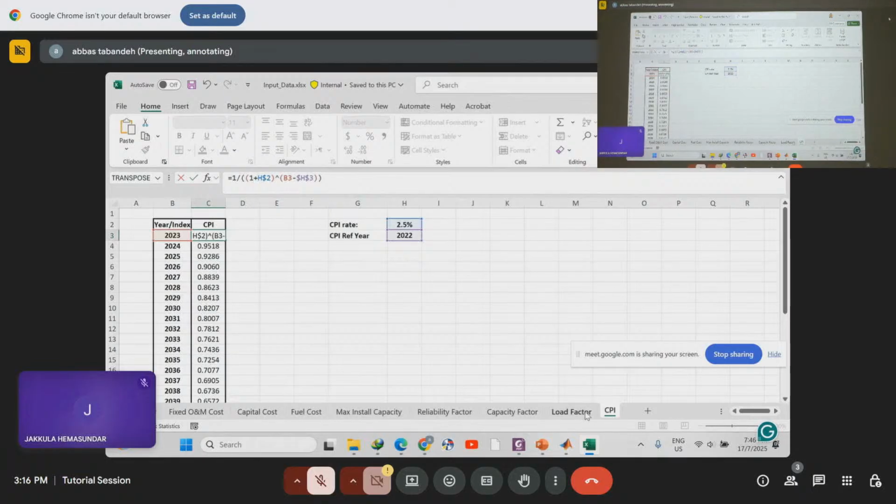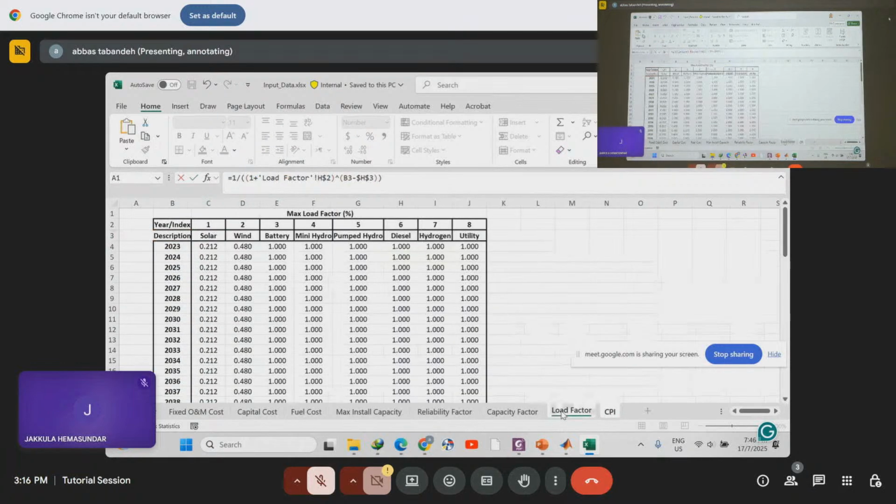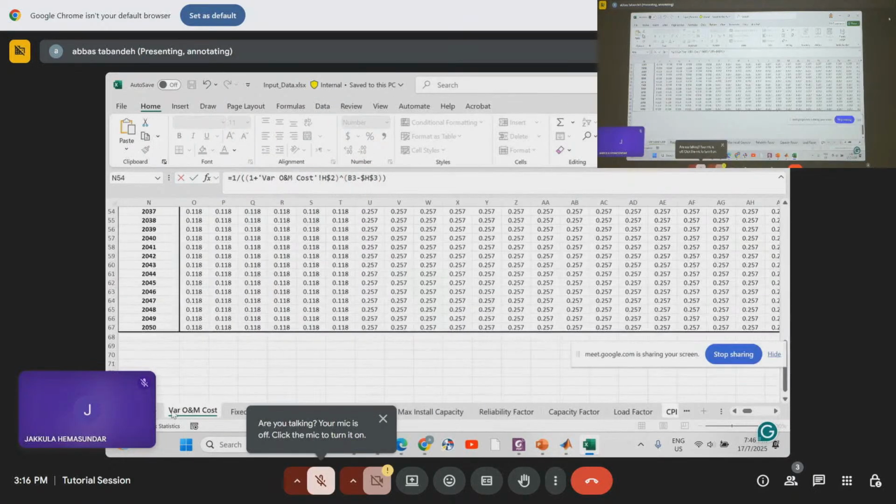So now you know what types of input parameters you need. Do you have any questions regarding the different types of input parameters that Abbas explained to you? No, I don't have any questions. Please continue.